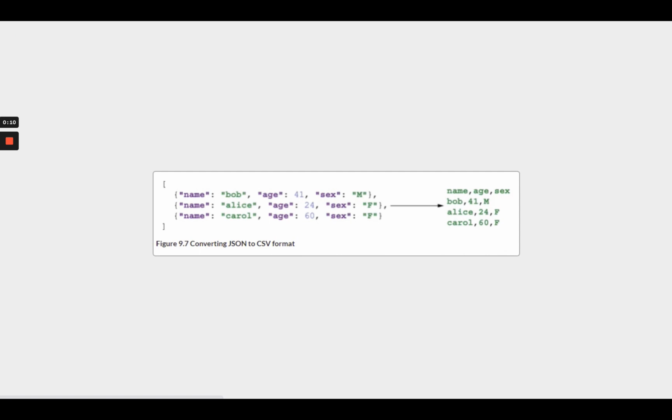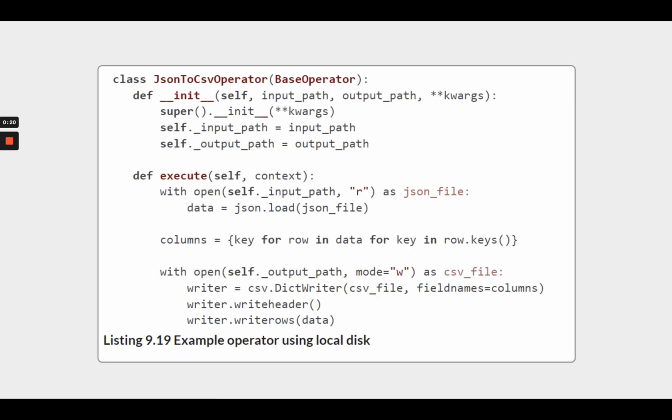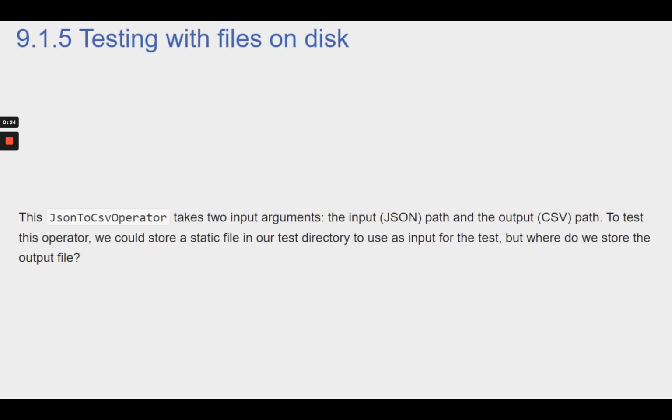Section 9.1.5, Testing with Files on Disk. Consider an operator that reads one file holding a list of JSONs and writes these to CSV format, figure 9.7. The operator for this operation could look as follows. This JSON to CSV operator takes two input arguments, the input JSON path and the output CSV path.